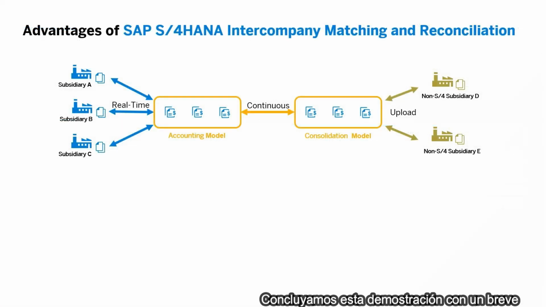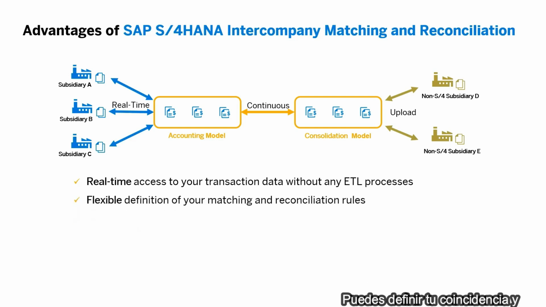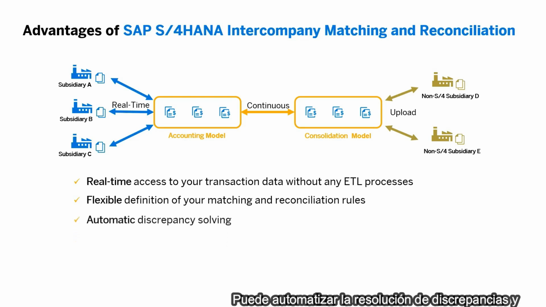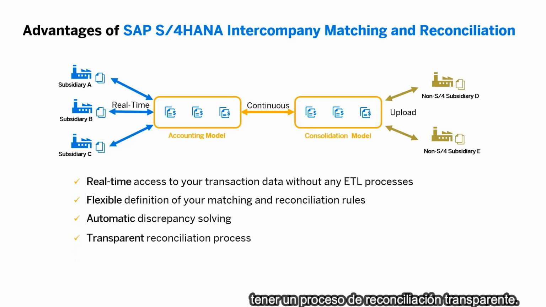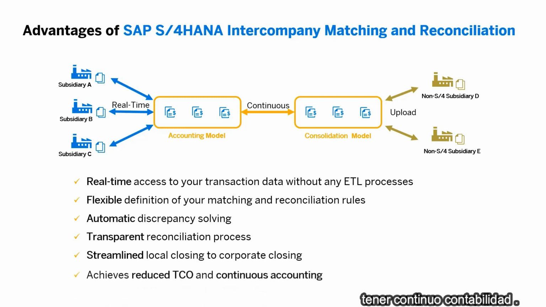Let's conclude this demo with a short summary. With intercompany matching in SAP S/4HANA and SAP S/4HANA Cloud, you can have real-time access to your transaction data without any ETL processes. You can define your matching and reconciliation rules flexibly. You can automate discrepancy resolution and have a transparent reconciliation process. You can streamline local closing to corporate closing, achieve reduced TCO, and have continuous accounting.